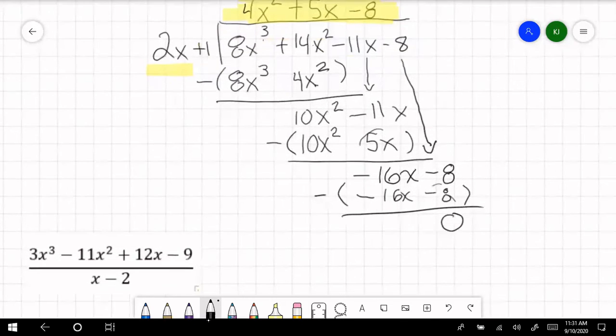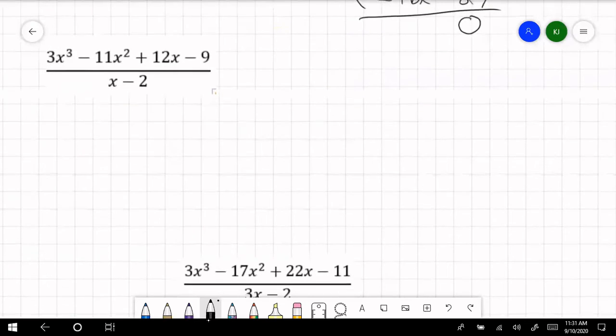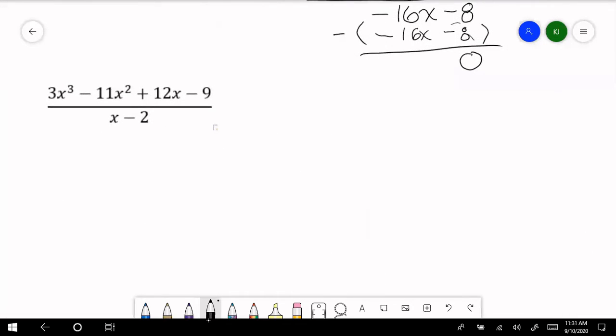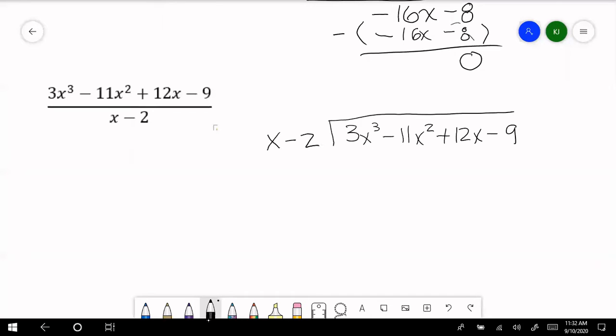Here, we got one here that'll do that kind of thing. So let's do this one. Let's set it up. In the box goes what you're dividing, and what you're dividing by goes outside.